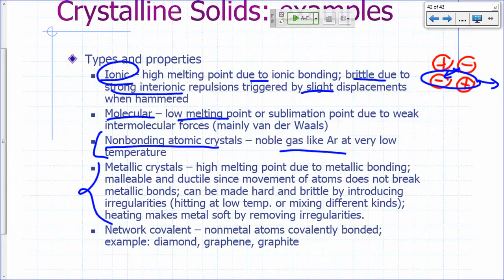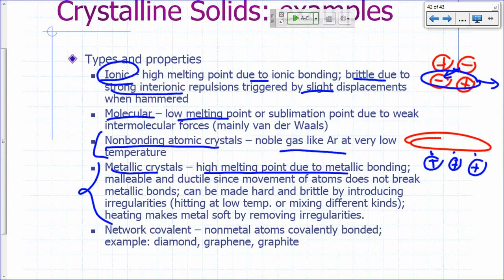You can also have metallic crystals. Metals form metallic crystals. They have a very high melting point because of metallic bonding. What's metallic bonding? You have the nuclei of your metal; imagine them as being buried in a sea of electrons. In a metal, remember from your periodic trends of atomic properties, metals have very low ionization energy, right? They don't hold on to the electrons very well.